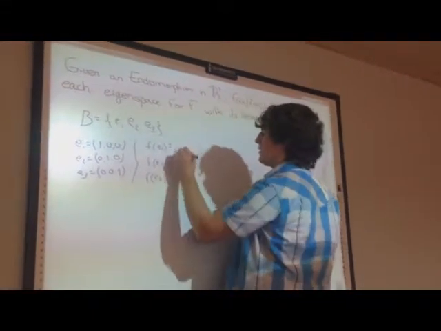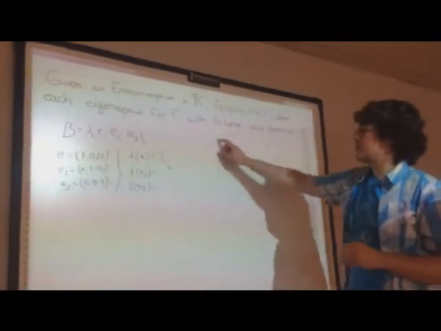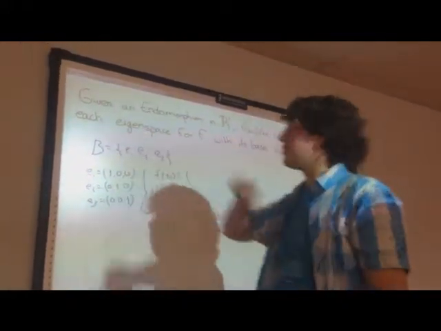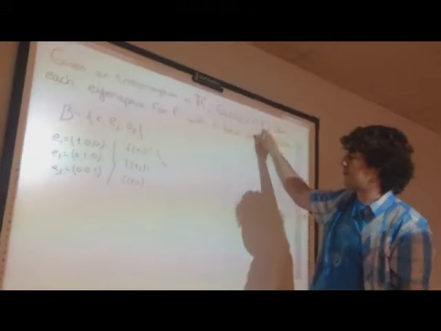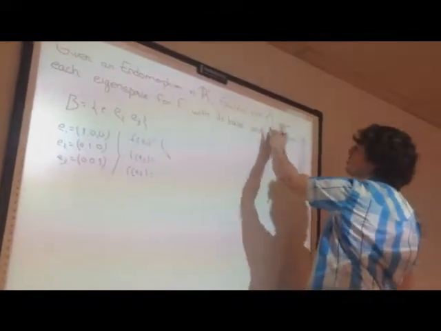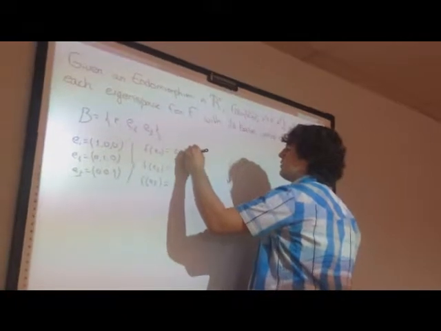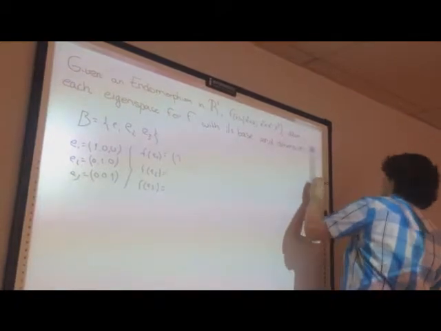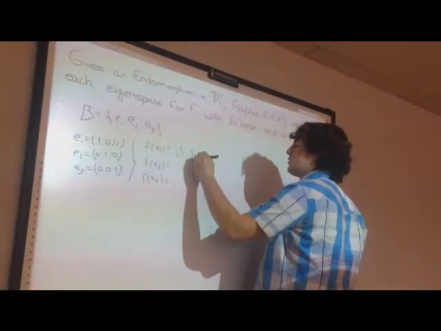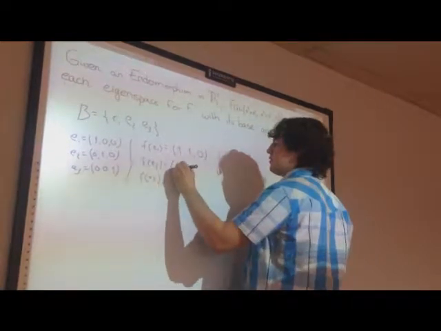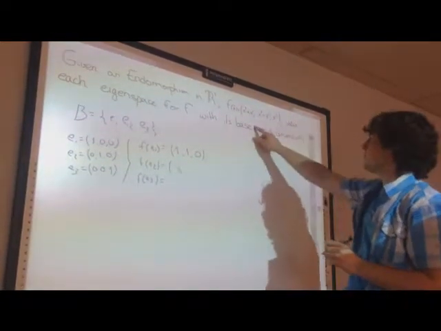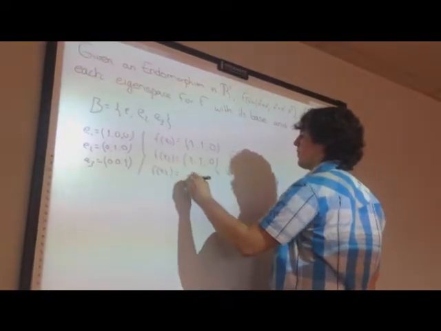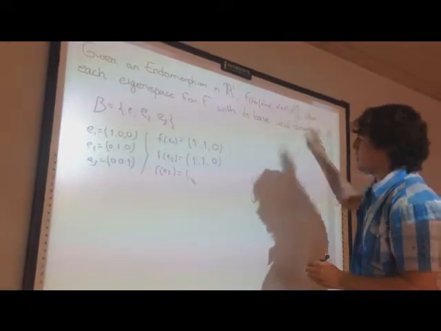So let's see what they turn out to be. For E1, x1 has a value of 1, x2 a value of 0, and x3 a value of 0. So we get 1, 1, 0. For E2, it's x2, so 1, 1, 0 again. And for E3, only 0, 0, 1.